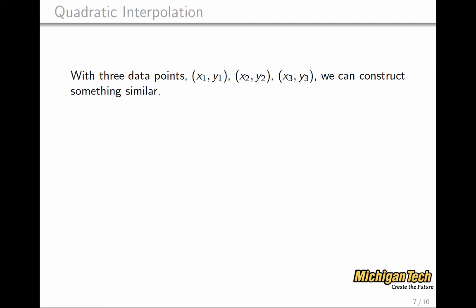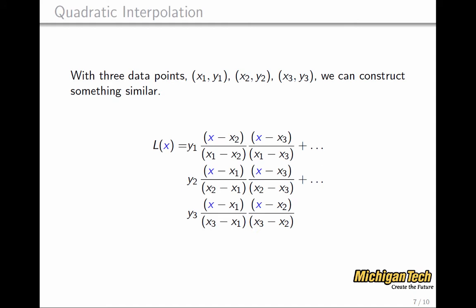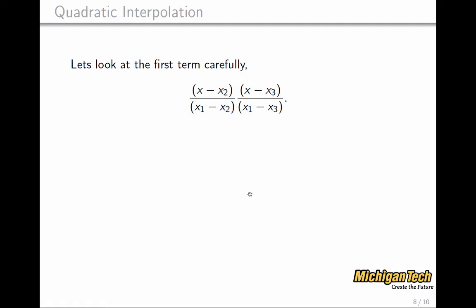So the question is, what do we do when there are three data points: x1, y1, x2, y2, and x3, y3? Well, we can actually construct something very similar. It looks a little more complicated now. There are 3 data points, so we have 3 terms here, and each of the terms looks a little bigger. But really, they try to accomplish the same thing.